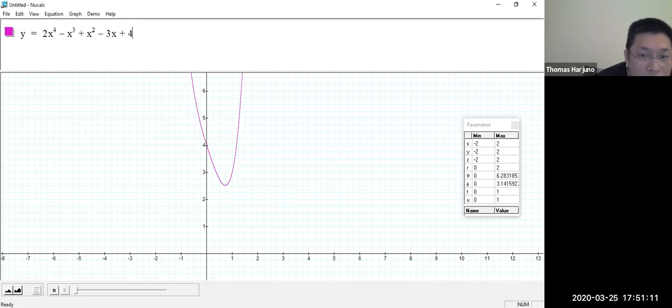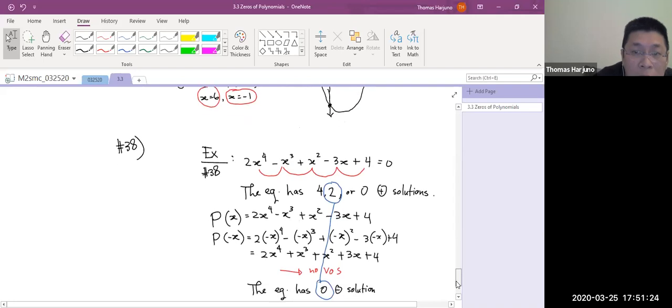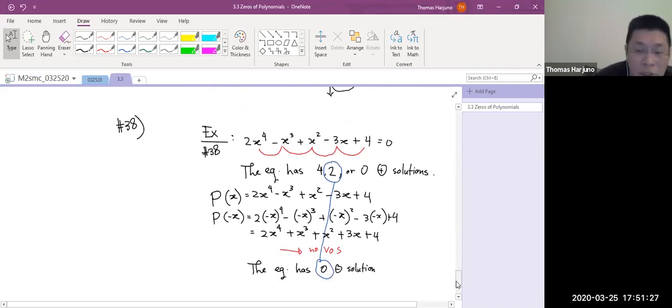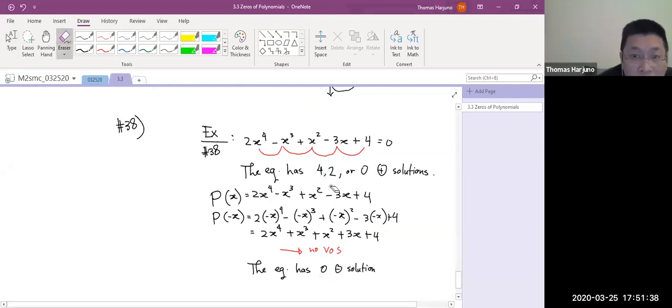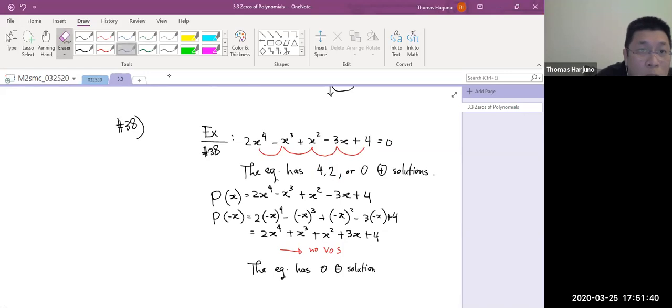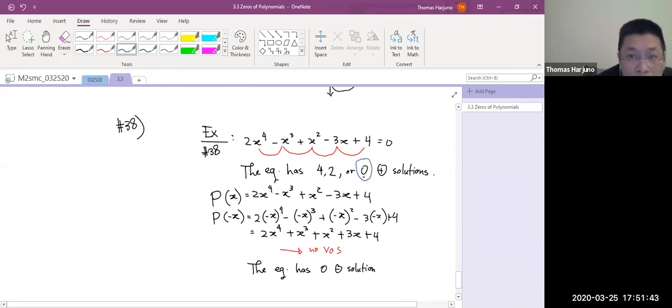So the case that we have from earlier here, we actually have the case of no positive solutions and no negative solutions. So the one we have was not this blue one. Let me erase that. Not this case, but the one we actually have is this case: no positive solutions, no negative solutions. So all 4 are complex solutions.